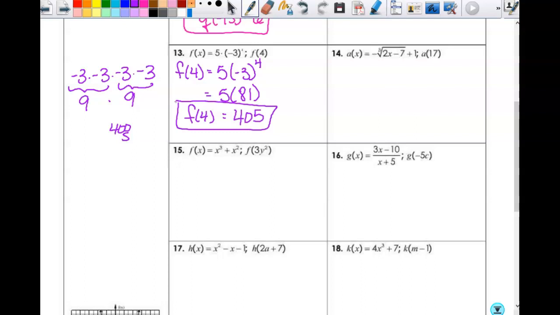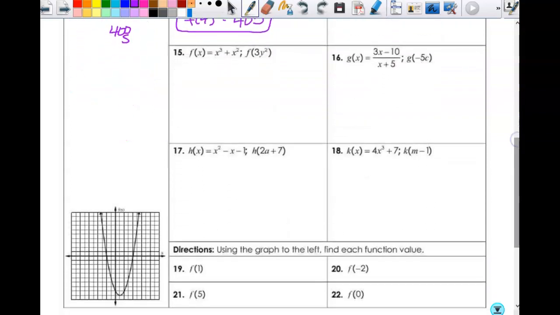Let's look at 16. So this has a variable in it, negative 5c. So g is 3 times negative 5c minus 10 over negative 5c plus 5. Okay, I just substituted in. Now I'm going to clean it up a little bit. This is going to give me negative 15c minus 10 over negative 5c plus 5.